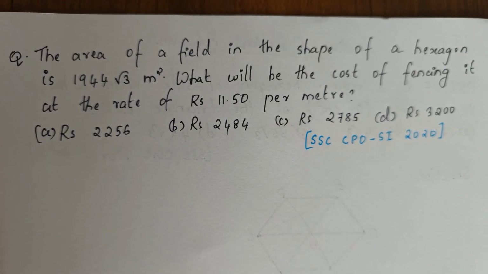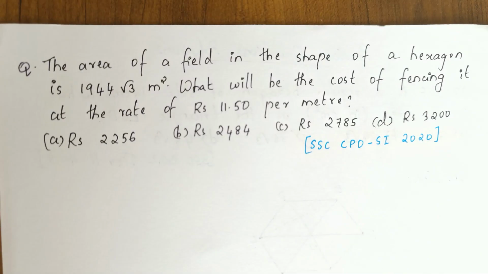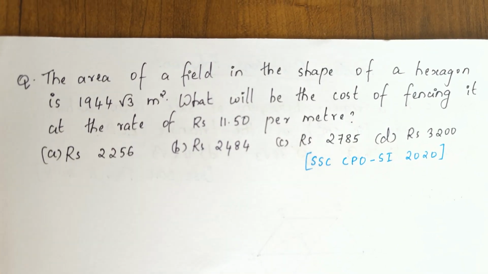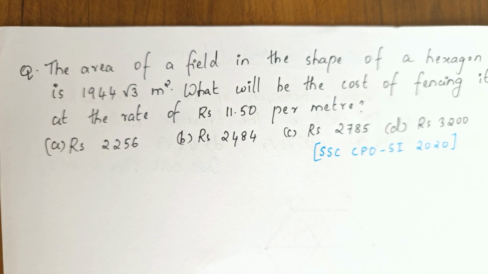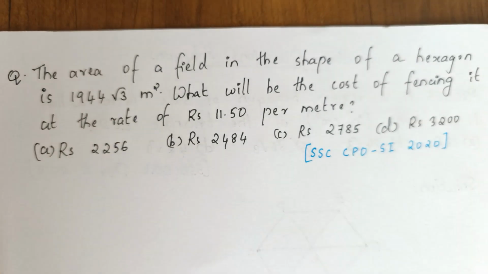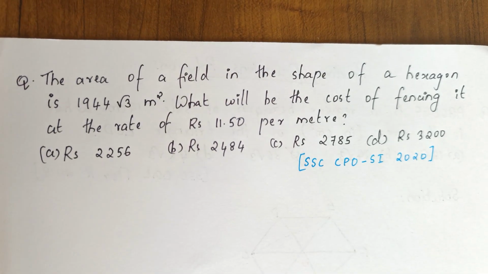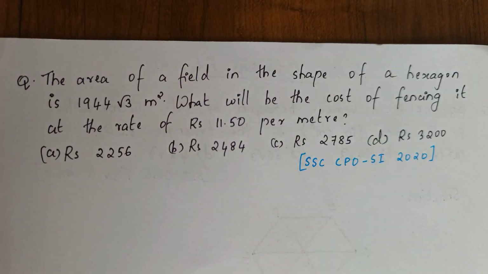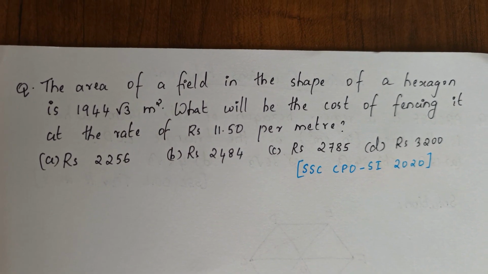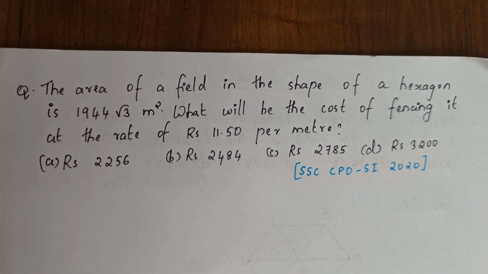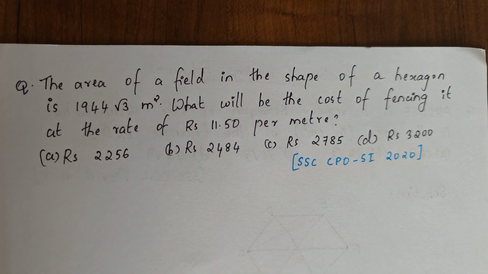Next question: the area of a field in the shape of a hexagon is 1944 root 3 meter square. What will be the cost of fencing it at the rate of rupees 11.50 per meter? Option A rupees 2256, option B rupees 2484, option C rupees 2785, and option D rupees 3200. So this was asked for SSC CPO SI exam in the year 2020.